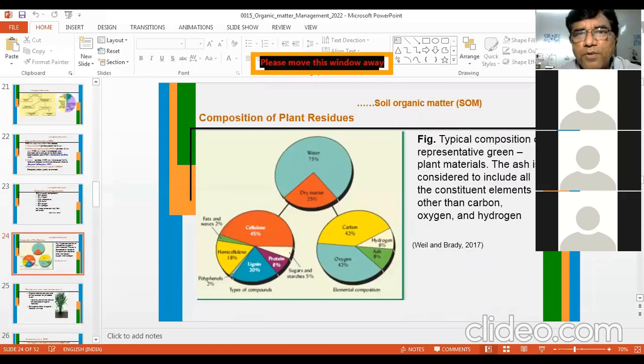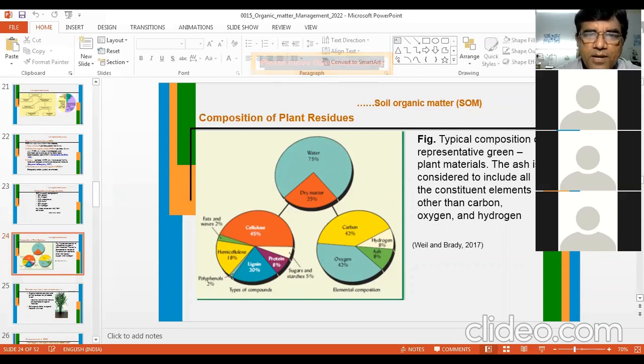Now see the composition of plant residues. You see this picture. If you take any organic matter, suppose water is 75% and dry matter is 25%. So in this 25% dry matter, what are the different compounds? You can see here, cellulose makes up 45%. This is from Whale and Brady's book, Nature and Properties of Soil.